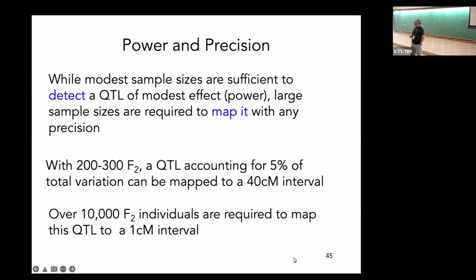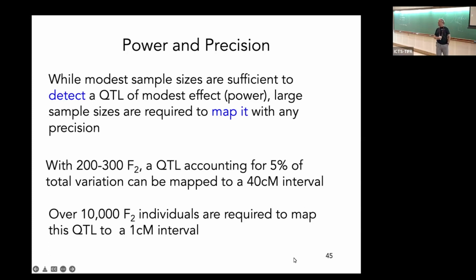What are some of the issues with that? To get that, we have to talk a little bit about power first. It's easy to detect a chromosome segment. It's hard to map them. If I've got 300 F2 individuals, that's a pretty big family. Remember, from a single cross, a QTL accounting for 5% of the variation.